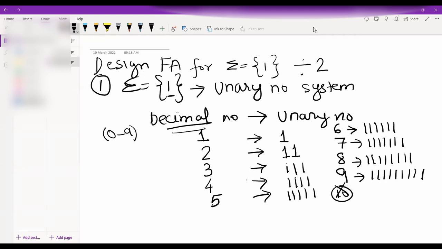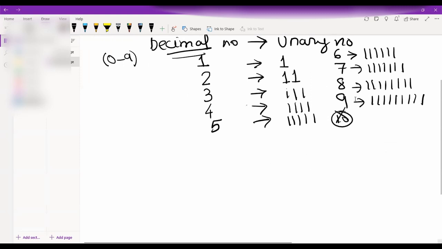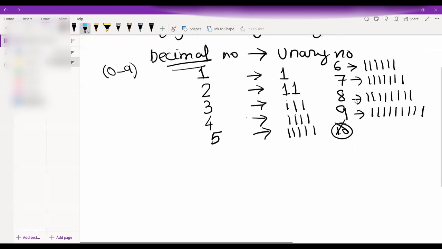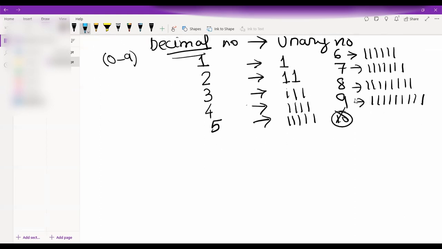Now, what we are going to do is solve the question. Our question is to find whether the unary number is divisible by 2 or not. So what we are going to do now is find the mathematical method of solving this question. So the second step is we are going to solve by using the mathematical method, the maths method.